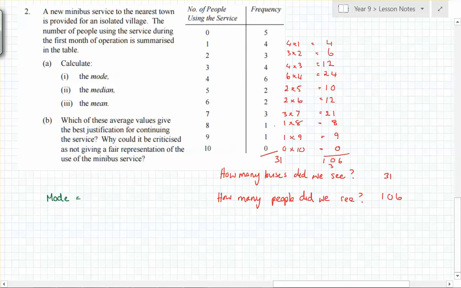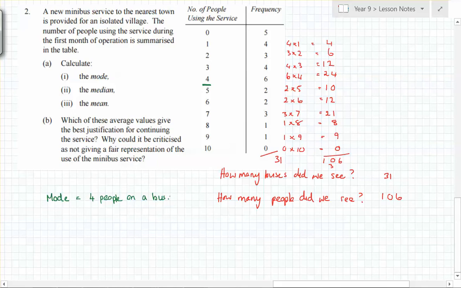Okay, well that's the thing. What am I actually calculating the mode of? The mode is, oh, it's number 4, isn't it? 4 people. So then mode doesn't always mean the number that occurs the most often. Yes, it does.